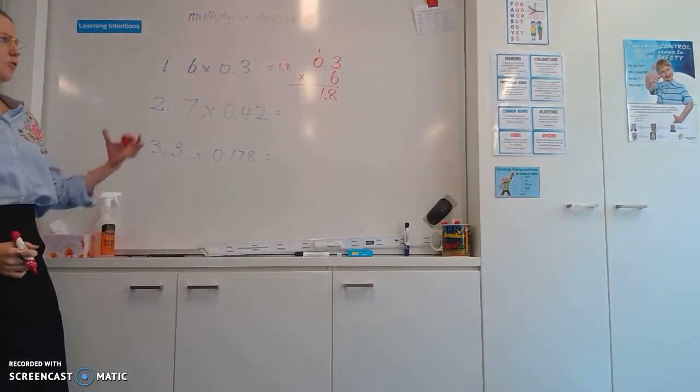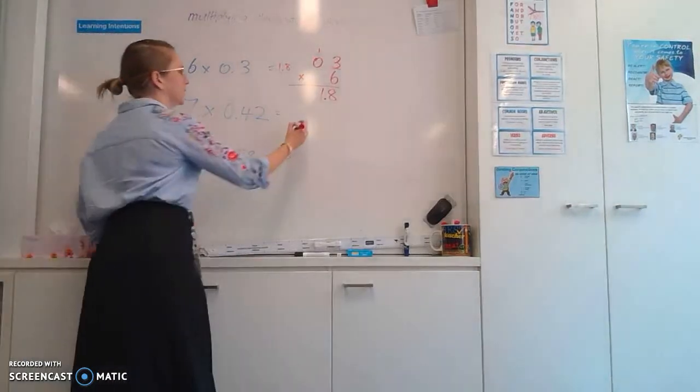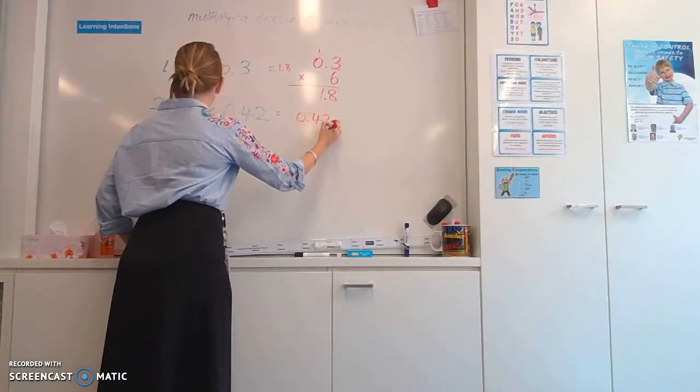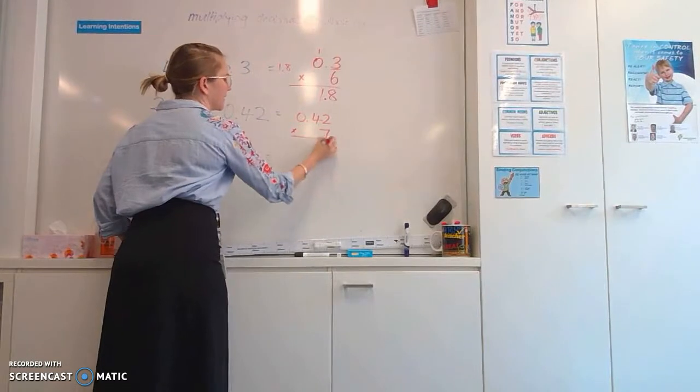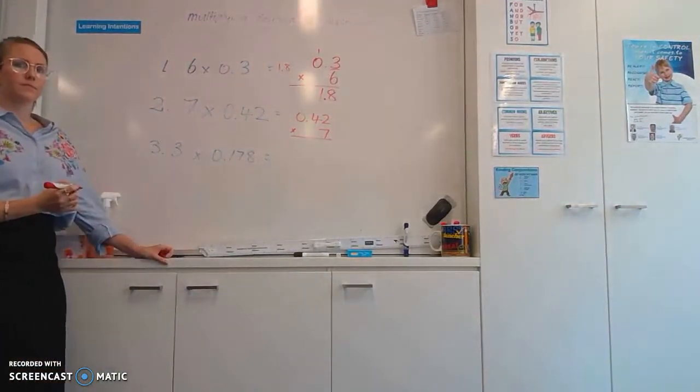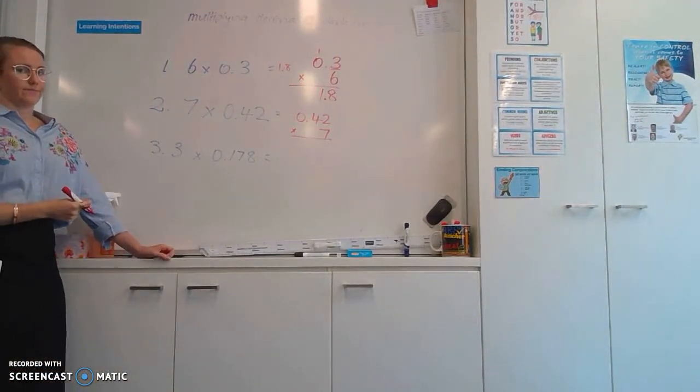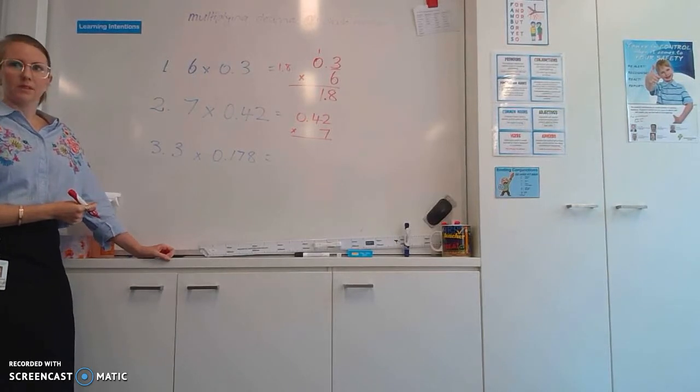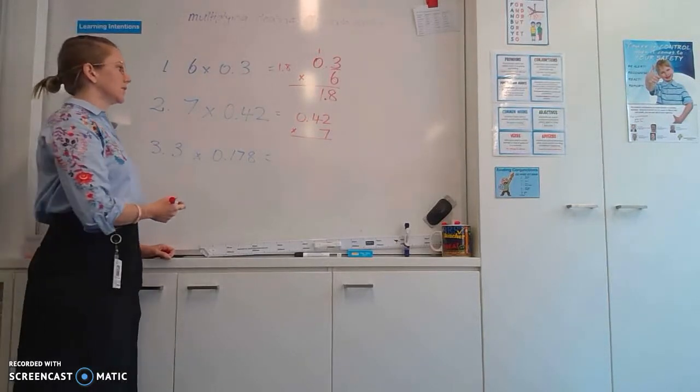Let's do another question, and that will become a bit more apparent as to why we do it that way. 0.42 times 7. Okay, write it down. Are we supposed to write down the question too? Yes, please. Yeah, always.